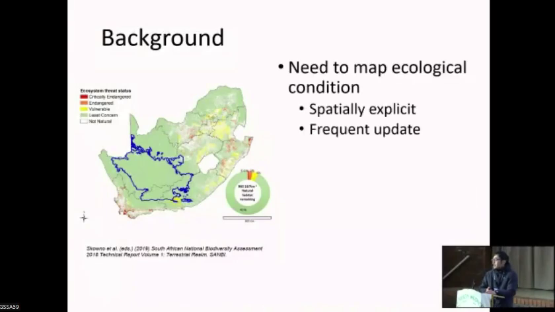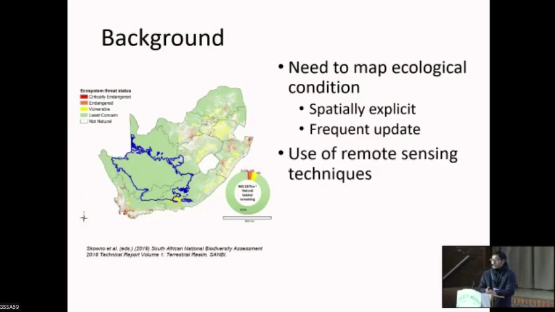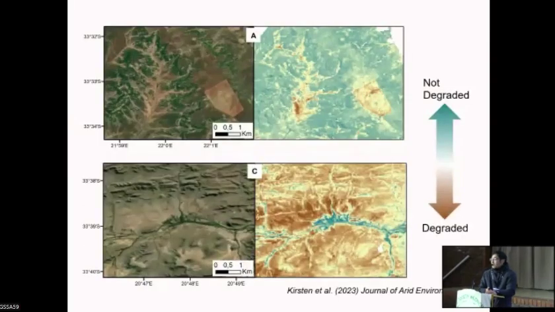South Africa has a long history of degradation, but what we need for now is a more spatially explicit map that we can frequently update. To do so, the use of remote sensing can provide a solution. But remote sensing has its own set of problems in arid areas. But these technical issues have now been overcome.